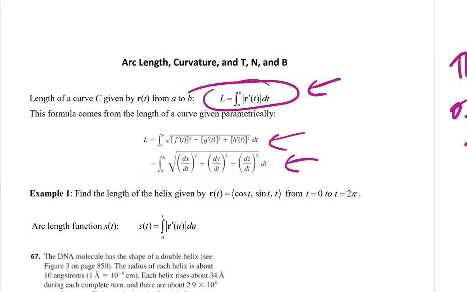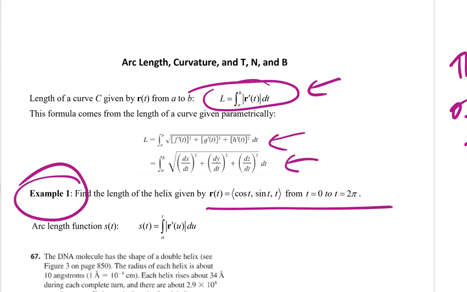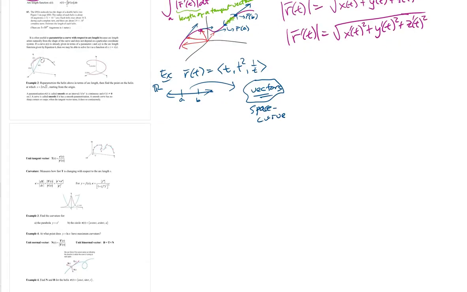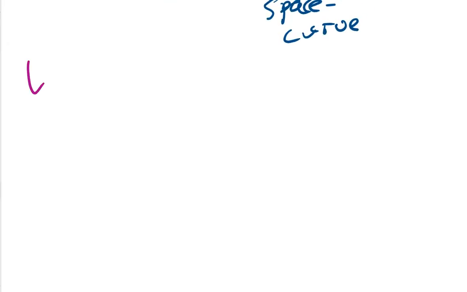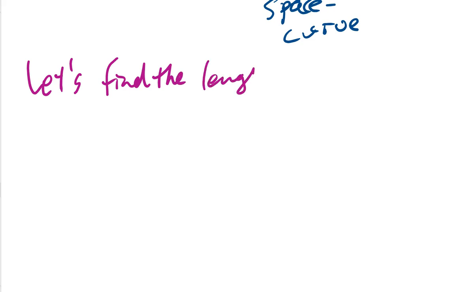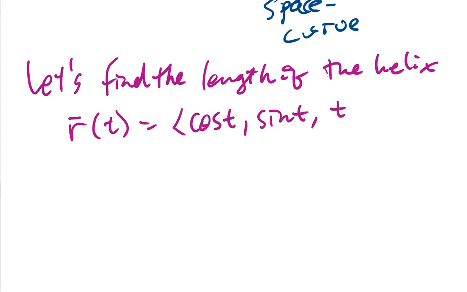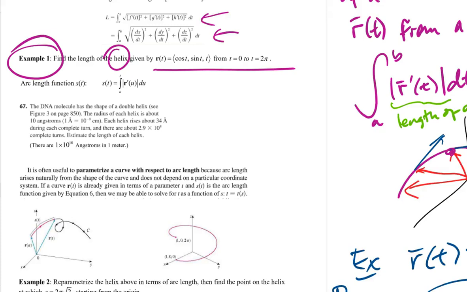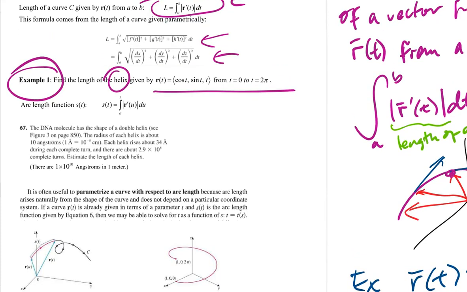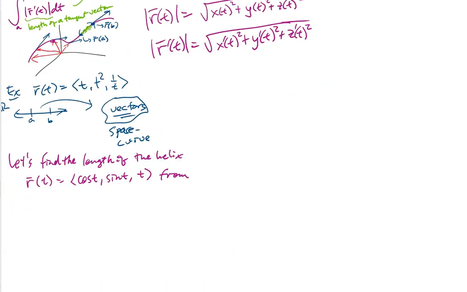So what I want to do is an example of this that's going to run through the whole lecture, and this is going to be a helix. Let me draw this somewhere else. So let's find the length of the helix. Here the helix is going to be given by r of t equals cos t, sine t, and then t, where t goes from 0 to 2 pi.